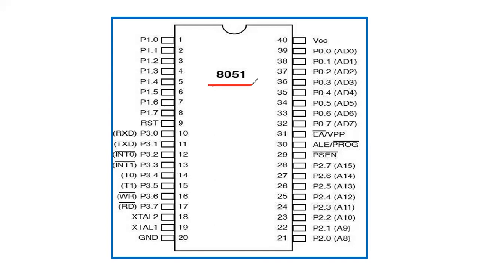8051 is an 8-bit microcontroller having 4 ports: port 0, port 1, port 2 and port 3. All ports have different IO lines, having 8 lines. There are some signals for serial communication, for interrupt, for timer. There are a few control signals. There are address and data bus signals.